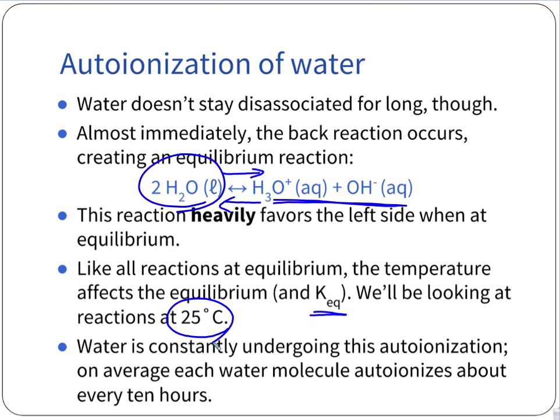Now, water is constantly undergoing this autoionization process. On average, each water molecule that exists in pure water autoionizes about every 10 hours. So you could almost say that no water molecule is really that old. They're usually just a few hours old since the last time they autoionized and then reconnected back again. But this process is constantly going on. Water breaks apart into hydronium and hydroxide, and hydronium and hydroxide recombine back together to form water until it reaches some sort of equilibrium. So that's where we are with autoionization.